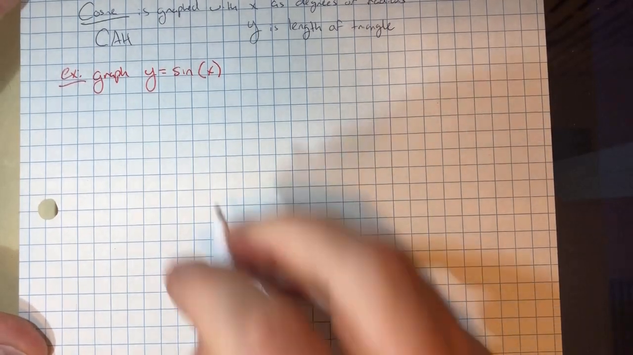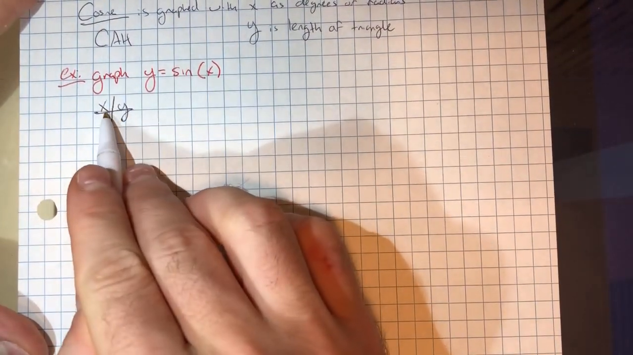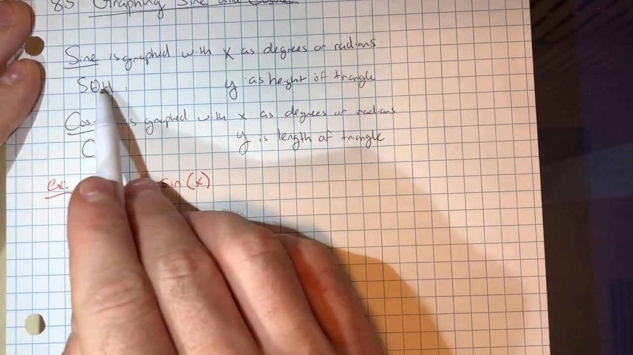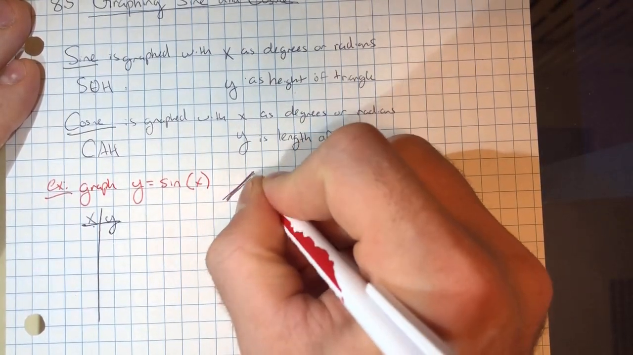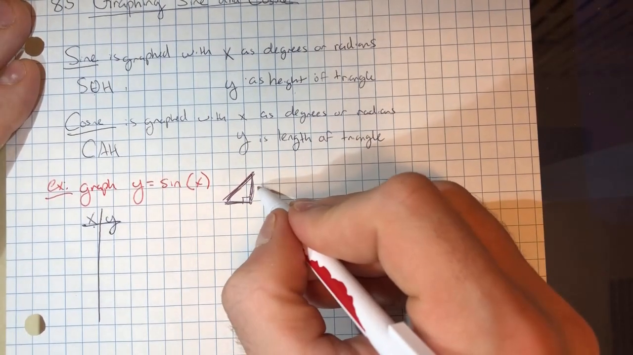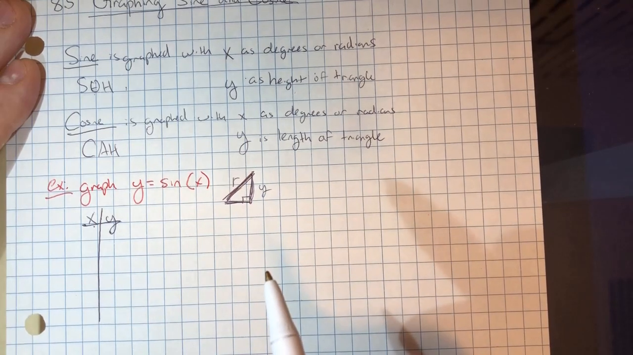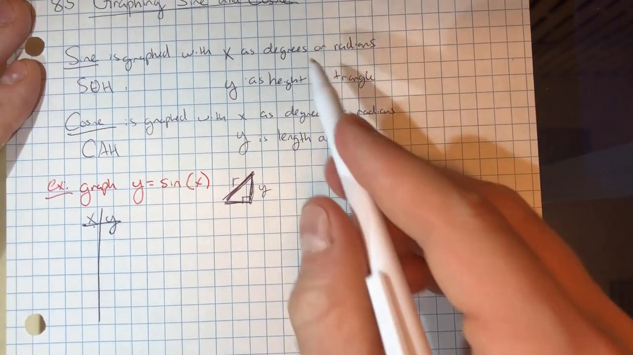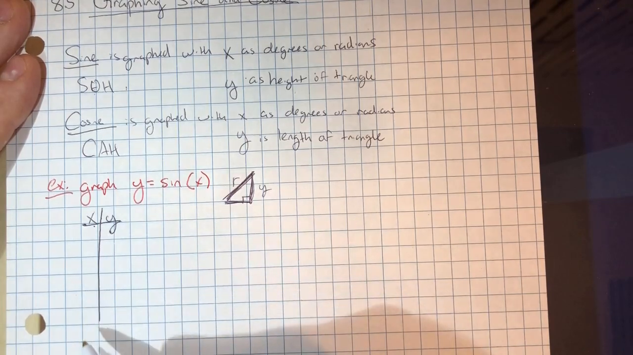Now our first thing that we're going to do is make an x and y table. Okay, and so I know that for my x value, if we look back, sine is opposite over hypotenuse. From that given example, my opposite is my y over my hypotenuse, which is my radius. And the radius of a unit circle is equal to 1. So it's just the y value of that triangle. So let's figure out what my y values are at different degrees.